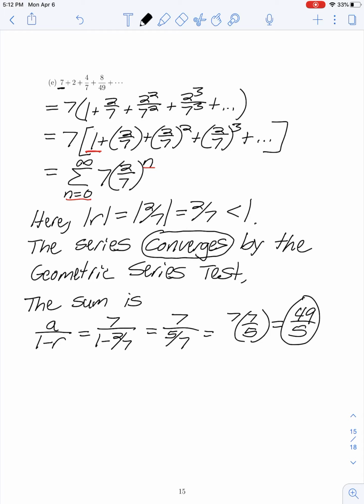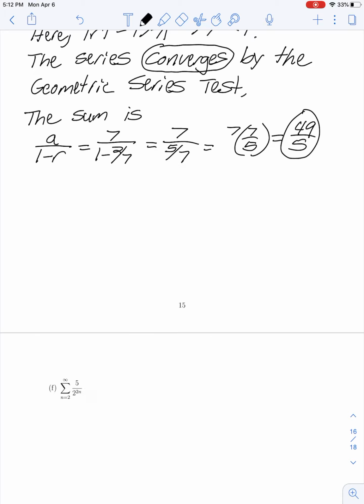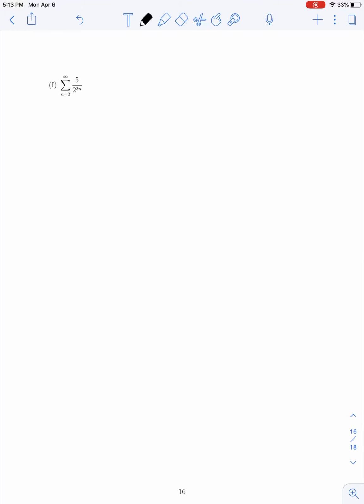So let's look at one last example for a geometric series. In part F, we have the sum from n equals 2 to infinity of 5 over 2 raised to the 2n power. So here, the first thing that I might do is rewrite my denominator.